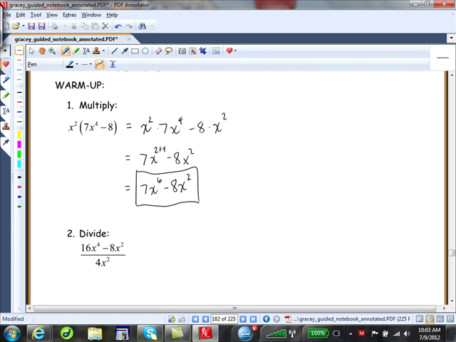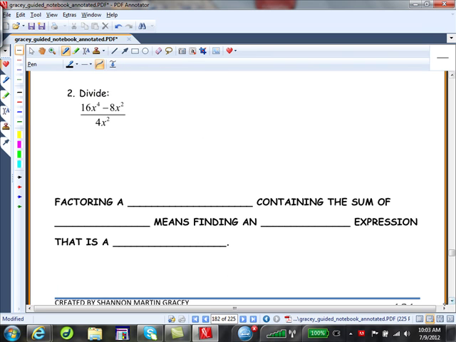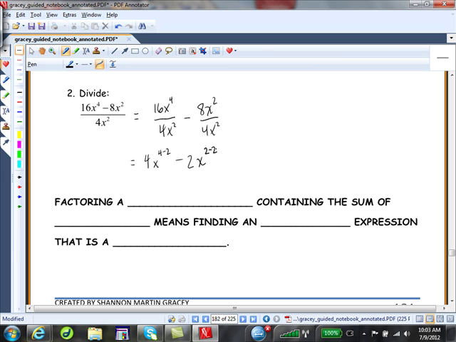Alright, so next up, dividing. We're dividing a binomial by a monomial. So this is equivalent to 16x to the fourth divided by 4x squared minus 8x squared divided by 4x squared. This gives us 16 divided by 4 is 4. And then we'll have x to the 4 minus 2. 8 divided by 4 is 2. And then we'll get x to the 2 minus 2.